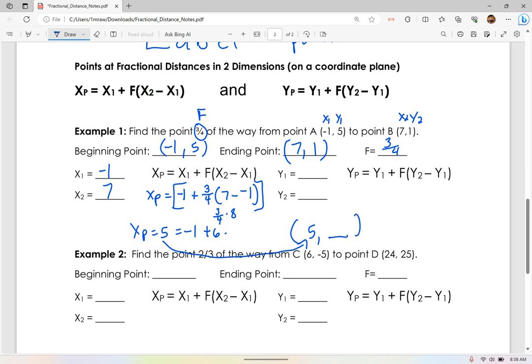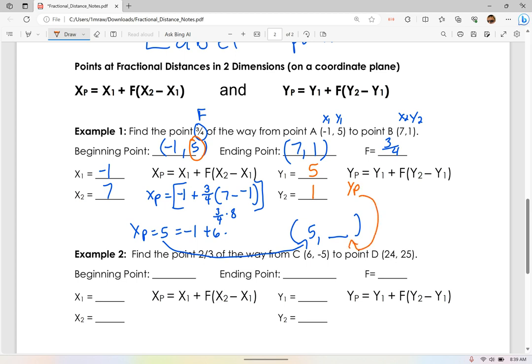All right, so we do the exact same thing with the y's. Now we're looking at our y's. Our beginning point for y1 is going to be 5. Remember, we're looking at the y's. And our end point is going to be 1. We don't know what our YP is. That's what we're going to find out right here.